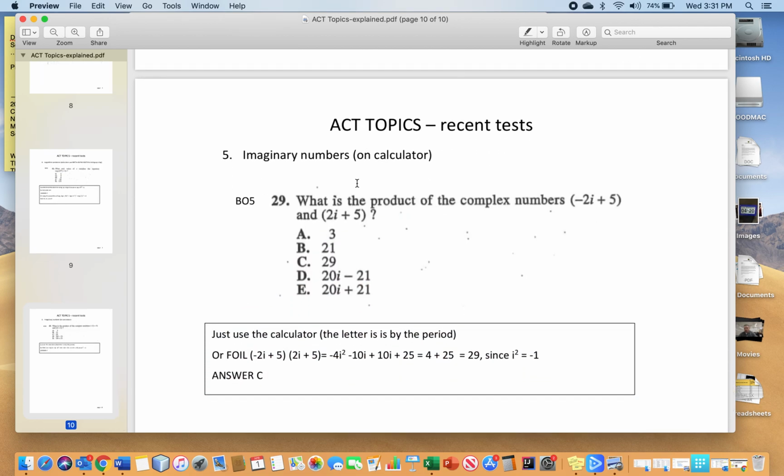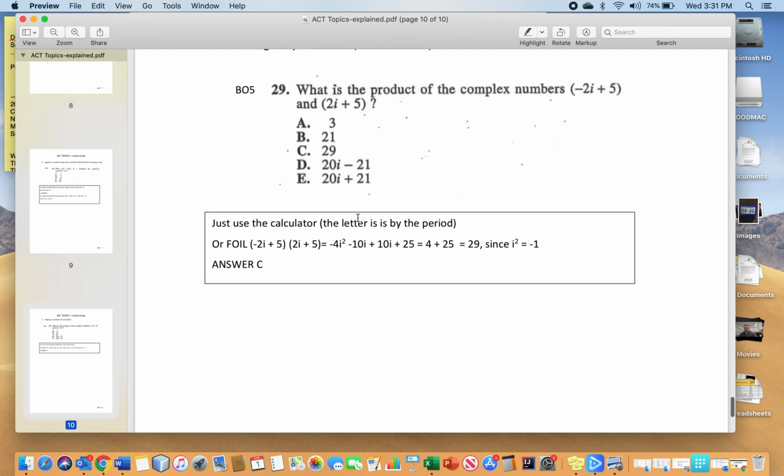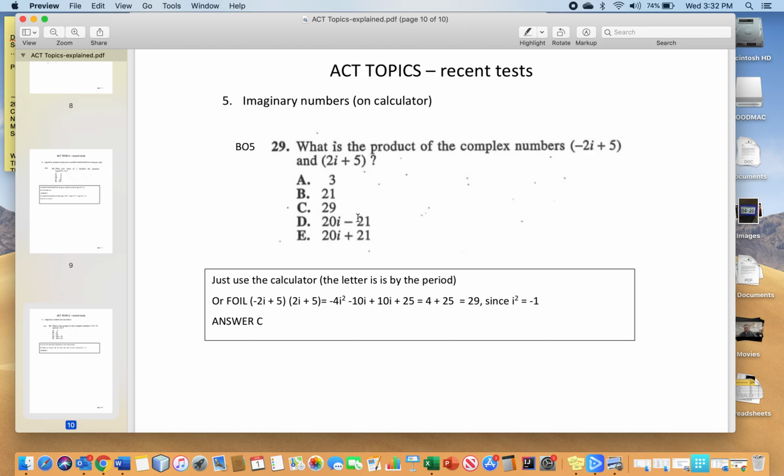Okay, imaginary numbers on calculator. If you have the TI, you can just type in parentheses -2i, and the i is the shift period button or something. You just type this in. Hopefully you know about imaginary roots, and you can distribute the 2 binomials to make a trinomial, or FOIL them if you call it FOIL. So the answer is still 29. The answer is C. But again, your calculator will do them. Your calculator is your friend. So be kind to your friend. And that's just a few topics.